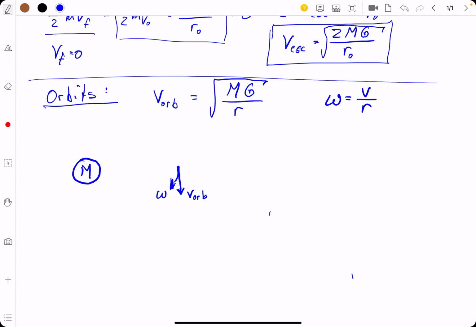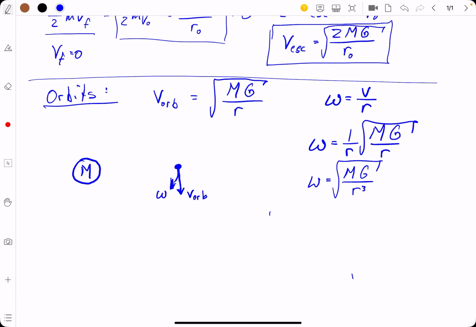Here's our object. Okay, so omega is then equal to 1 over r times capital M g over r. And what we could then do is take that and move that r onto the inside of our radical, and we'd have mg over r cubed. Okay? So if we wanted omega for this situation, this is what we would have. If we wanted just the velocity, this is what we would have.